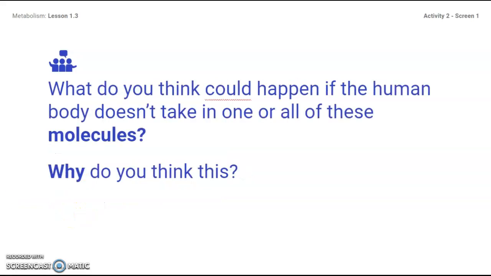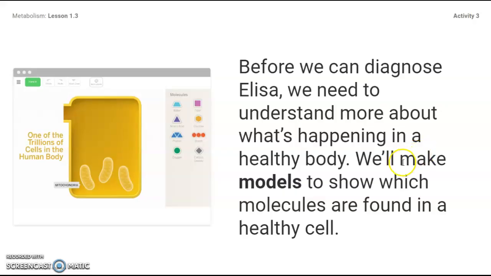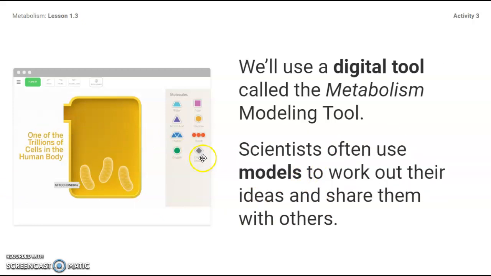Let's see, I'm going to skip a little bit further and we're going to go on to activity 3 now. In activity 3, you're going to be modeling a molecule in a healthy cell. Before we can diagnose Eliza, we need to understand a little bit more about what's happening in her body. So we're going to use a model to show what molecules are found within a healthy cell. You're going to use that digital tool named the Metabolism modeling tool. Scientists often do this to share their ideas with others and maybe get a better understanding at a bigger scale.